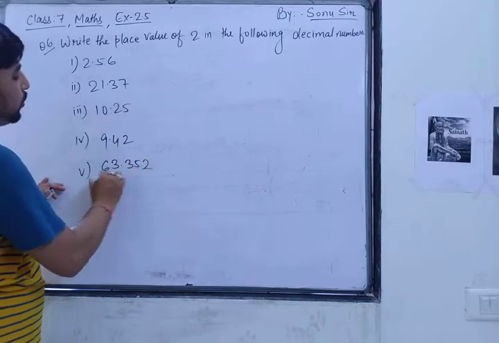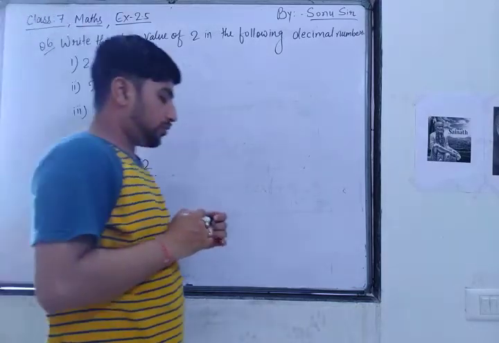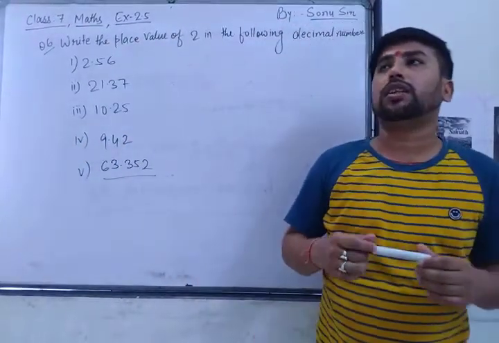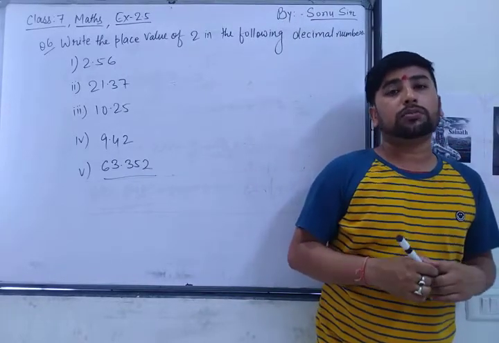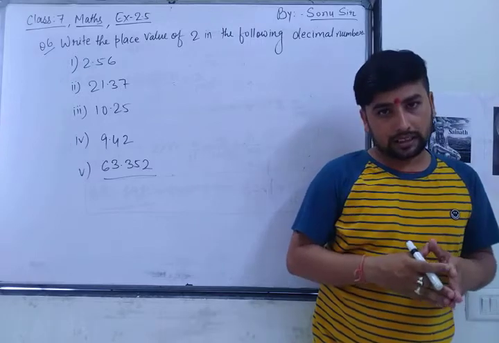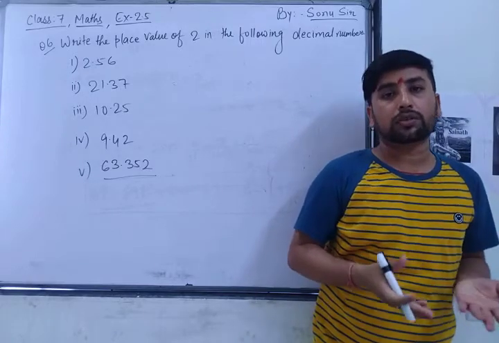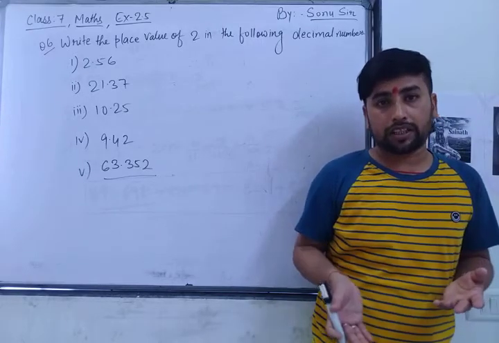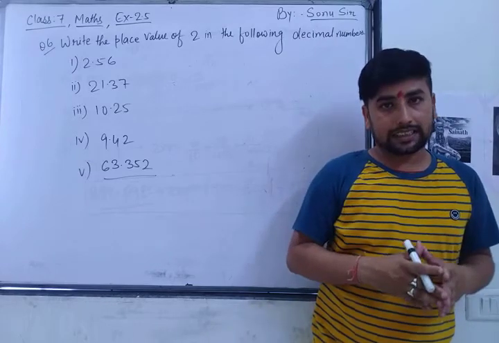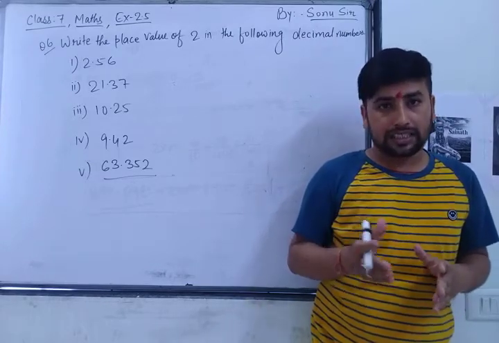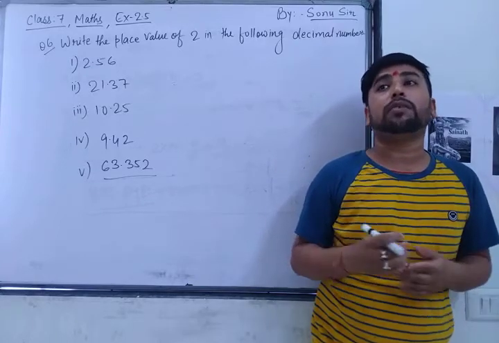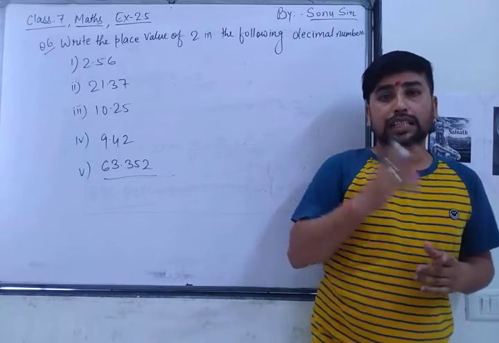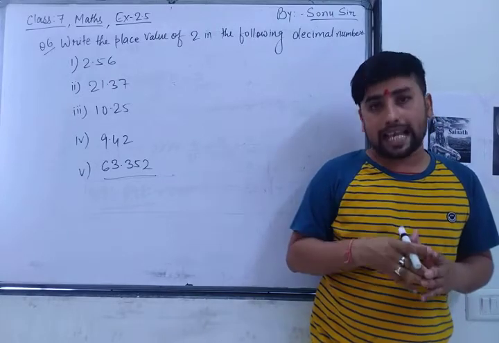So what you have to do? You have to just find the place value of 2. You may have heard about place value in the second or third standard. Place value means at which place it is: ones, tens, 100, 1000, or 1 by 10th, 1 by 100th, 1 by 1000. Which place it is, so what will be the value of that number. The place value describes, for example, if any number is at the lakh position, then that number describes the place value of lakh.